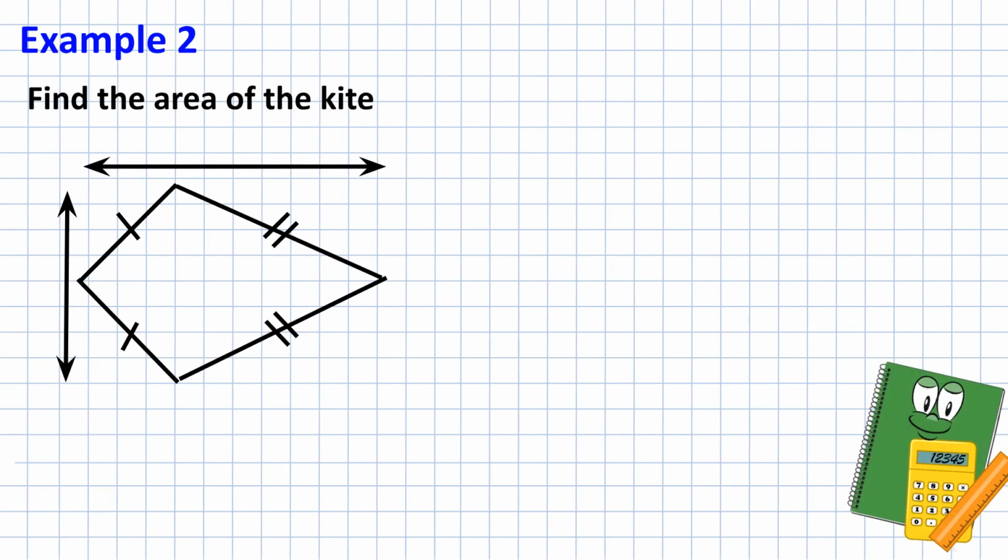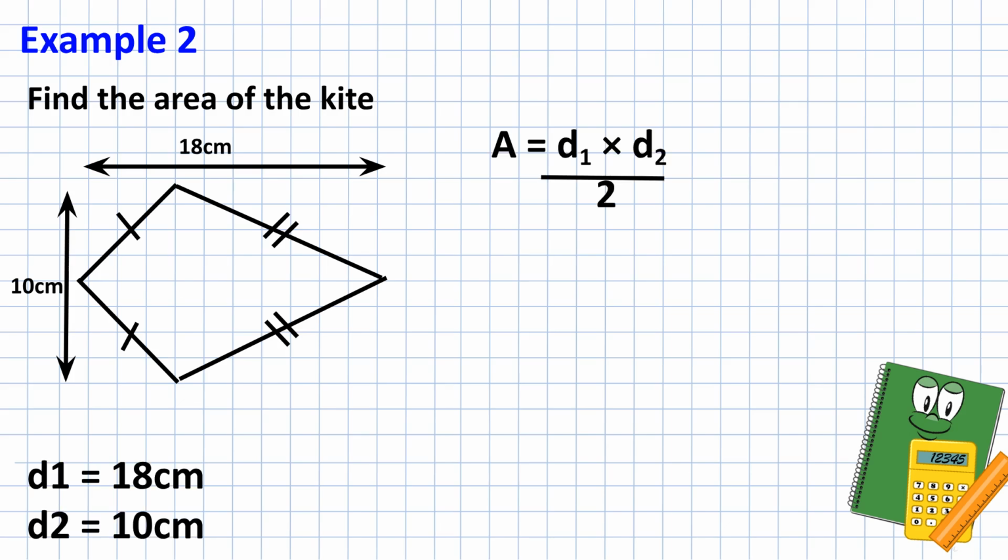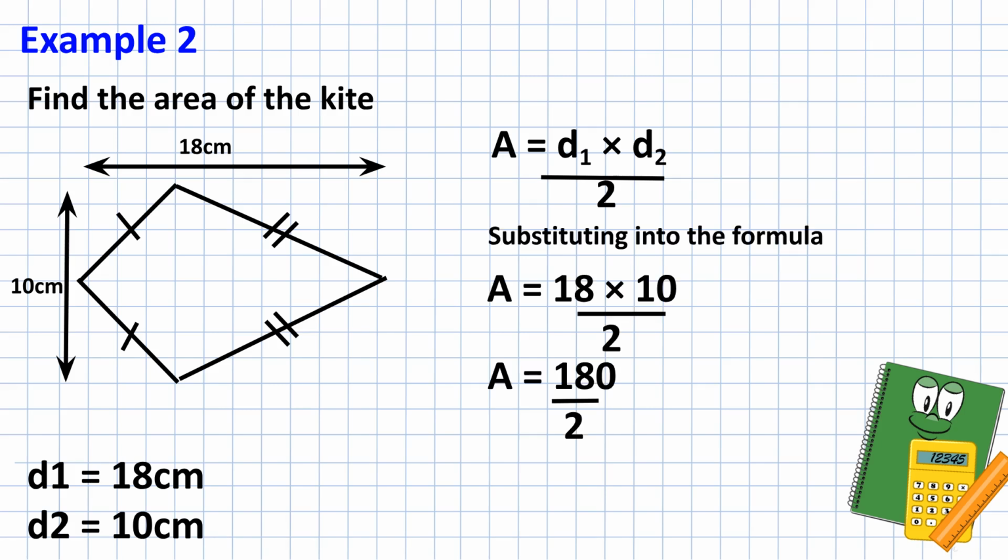Let's move to a second example. Here is another kite, this time with a vertical diagonal of 10 centimeters and a horizontal diagonal of 18 centimeters. Identifying our values, diagonal 1 is 18 centimeters and diagonal 2 is 10 centimeters. We substitute these into the formula. Area equals 18 times 10 divided by 2. That gives us 180 divided by 2. Finally, dividing 180 by 2 gives us an area of 90 square centimeters for this kite.